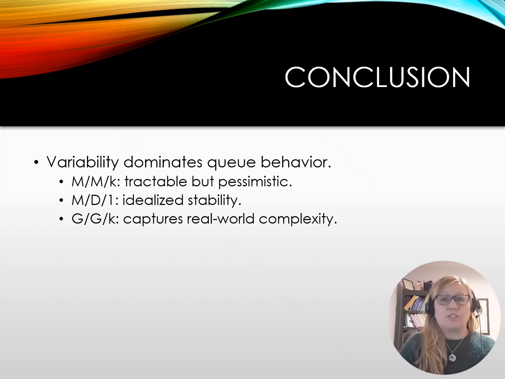So, the overarching conclusion is that the choice of model depends on the balance we need between tractability, realism, and variability. MMK provides quick conservative estimates, MD1 highlights the power of standardization, and GGK best represents reality but demands more advanced tools. Understanding the spectrum allows practitioners to choose the right tools for forecasting, capacity planning, and process improvement, anchoring all decisions in a clear understanding of how variability shapes system performance.